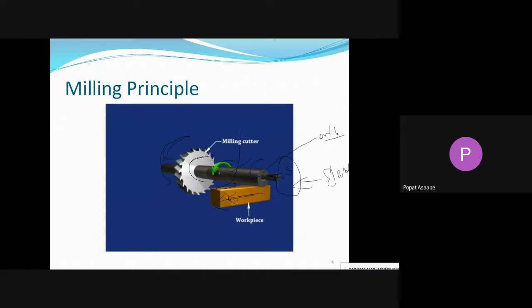In the horizontal milling machine, as its name indicates, the position of the arbor is horizontal. In the vertical milling machine, the position of the arbor will be vertical, like this. In the horizontal milling machine, the position of the arbor will be horizontal, like this. The only difference is this, but the principle is the same.